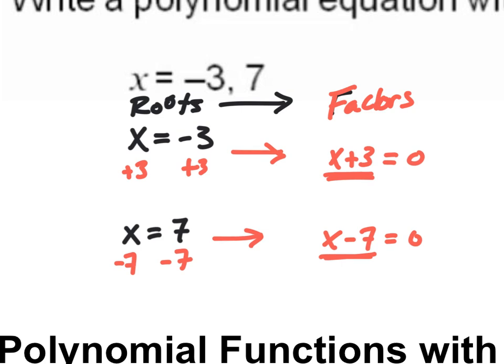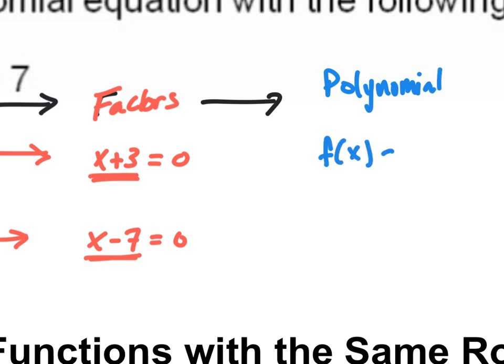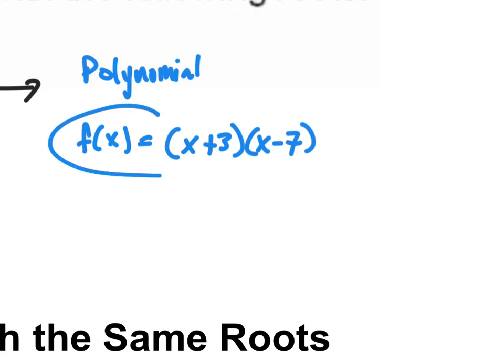Now I want to turn it into a polynomial. If I take those factors and turn them into a polynomial, I'm going to call it f of x. I'm going to let f of x be the polynomial, and I'm going to multiply my two factors together. I'm just going to take x plus 3 and multiply it by x minus 7. And so this is done, and that's pretty much it.